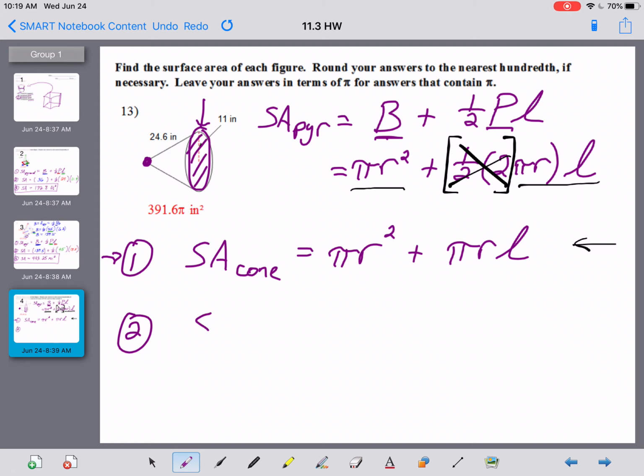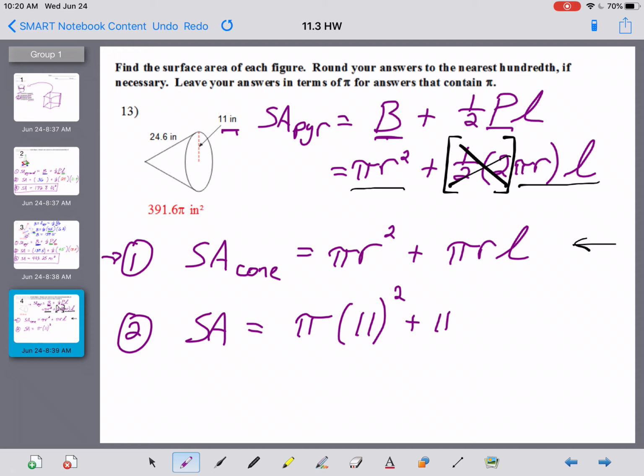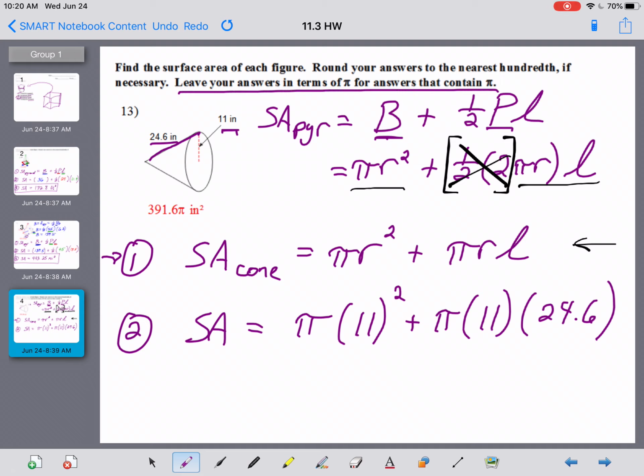Okay, step 2, let's fill in what we know. Surface area is going to be pi times, I better erase all the junk that I did on top of that. Okay, the radius of that cone is given to us right here, guys. Our radius is 11, and we'll square that, plus pi times the same radius now of 11, and cursive L, the slant height, that's this piece right over here, which they've given us as 24.6. Okay, now again, if you look at the directions, just like we did on number 13 on the 11.2 worksheet, the directions tell us to leave your answers in terms of pi.